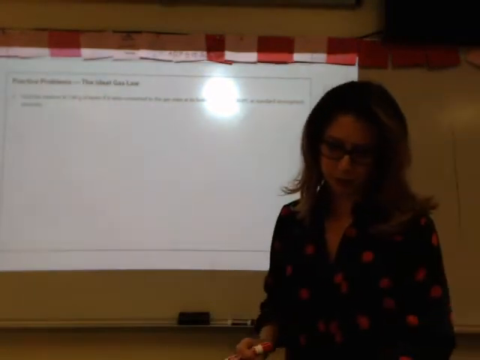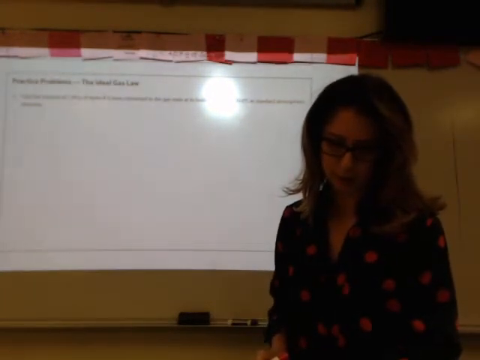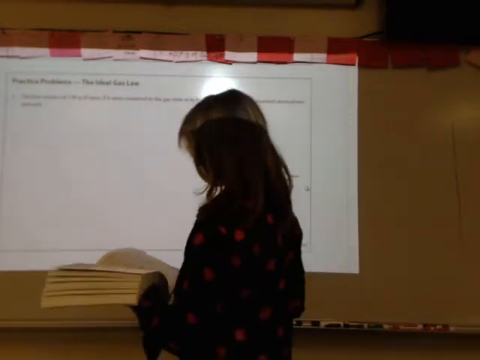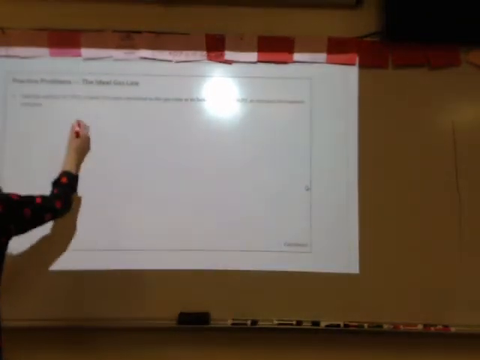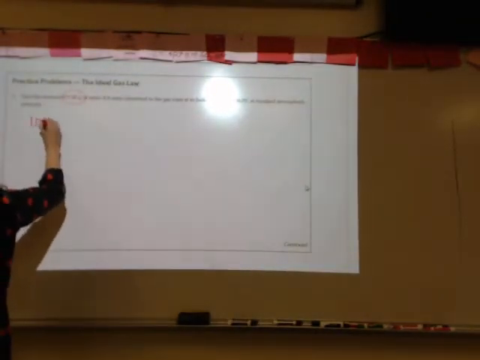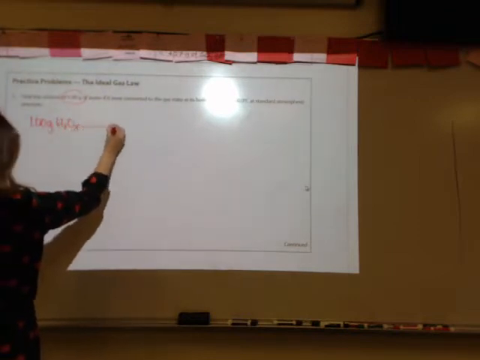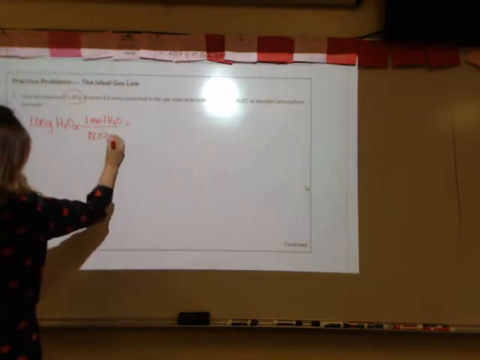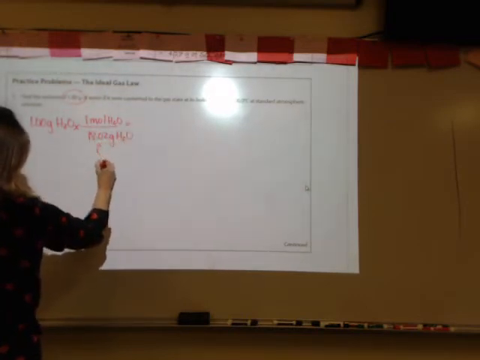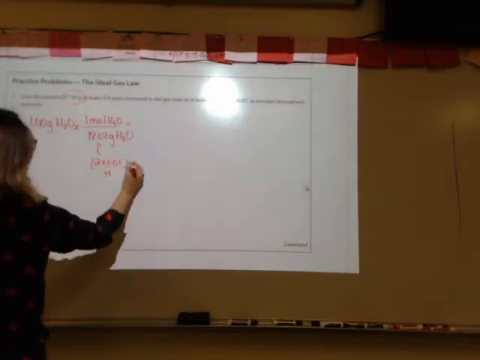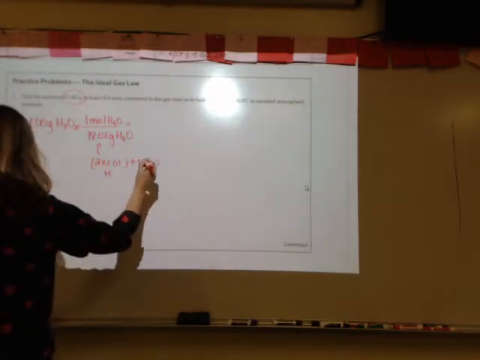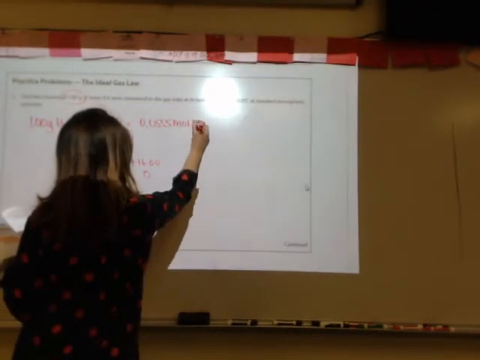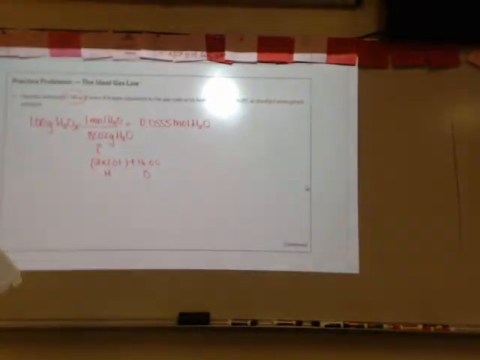Find the volume of a gram of water if it were converted to the gas state at its boiling point at 100 degrees Celsius at standard atmospheric pressure. We need to convert this gram of water to moles of water. The molar mass of water is 18.02. That comes from 2 times 1.01 for hydrogen plus 16 for oxygen, which will give you 0.0555 moles of water. So that is your N.